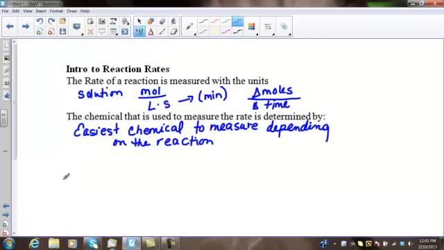So, in your note packet, the rate of a reaction is measured with units. The rate refers to the time, and we know that concentration is measured in molarity. So the rate of a reaction is going to be measured in moles per liter-second. It sometimes can be measured in minutes. You'll have to look at the data table that you're given. So we're really monitoring the change in concentration over the change in time.